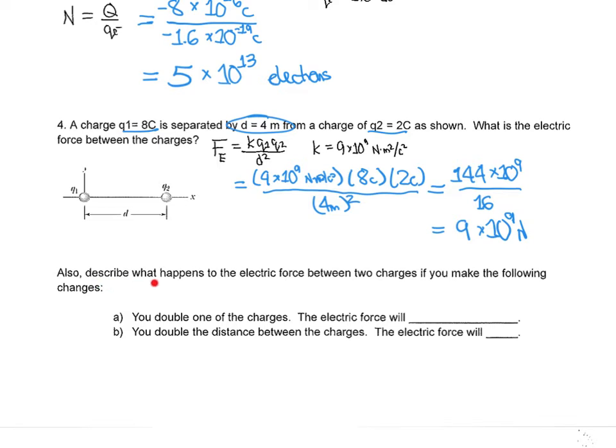Okay, also describe what happens to the electric force between the charges if you make the following changes. So if I double one of the charges, if I come along and make this 2Q1, making it bigger, electric force is directly proportional to charge. So if I double a charge, I'm gonna double the force as well. So force will double as well. I'll write that, force doubles.